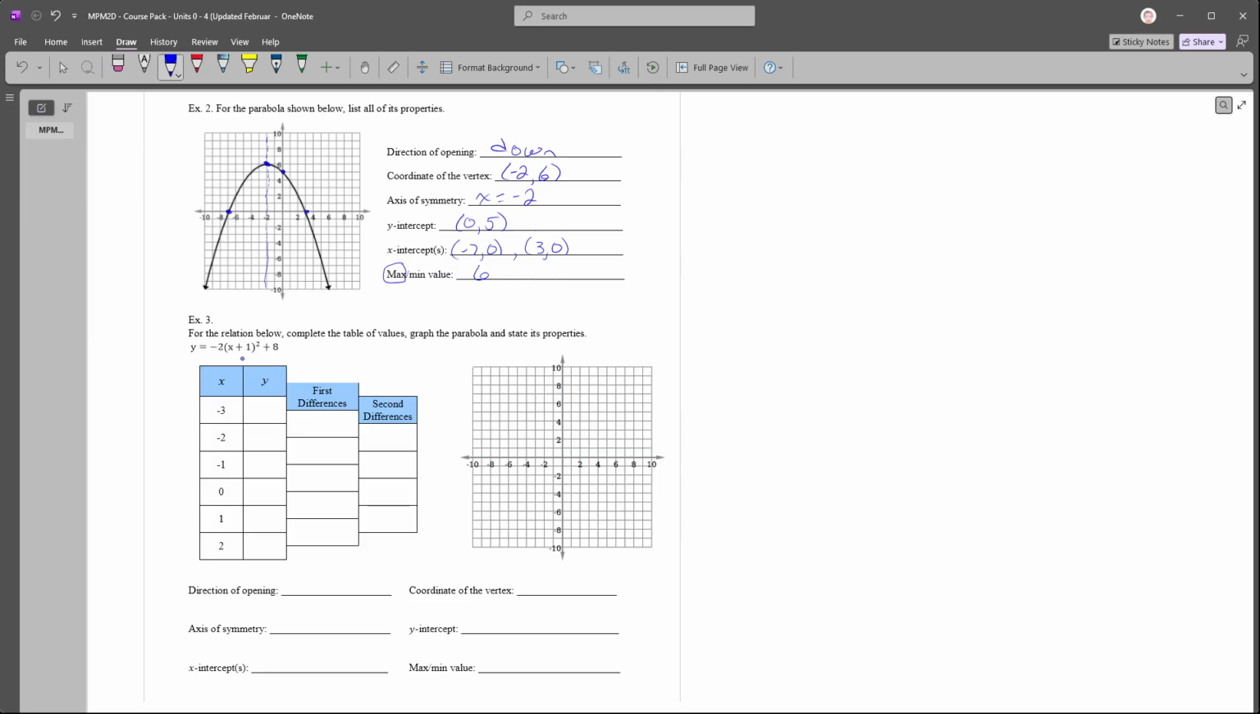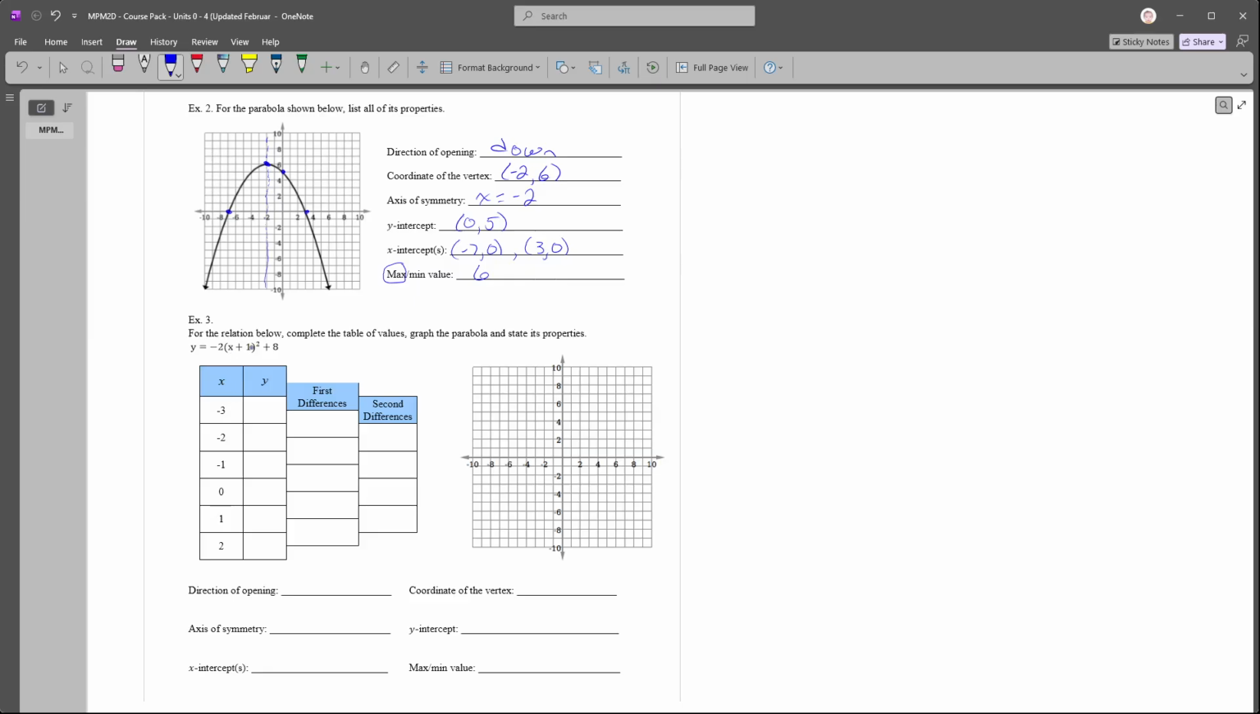Now we're given an equation, and we're told for the relation below, complete the table of values, graph the parabola, and state its properties. So just for argument's sake, if you did have a question like this on a test, it'd be worth a fair amount of marks because you're doing quite a bit here. So let's fill it all out first. So we need to fill out our table of values. So substitute each value in our equation, and let's see what we get.